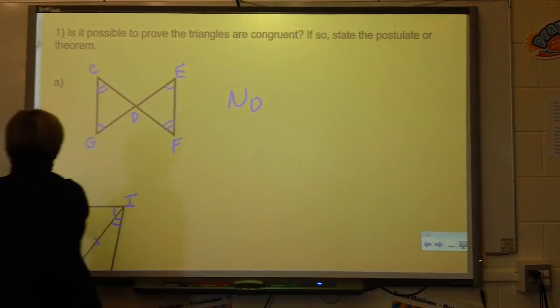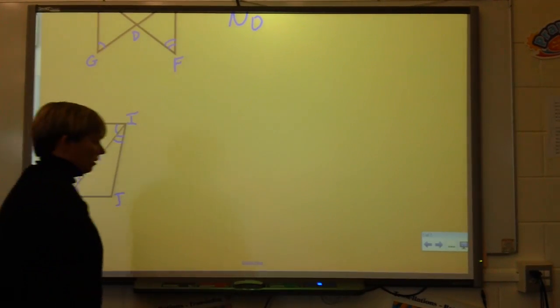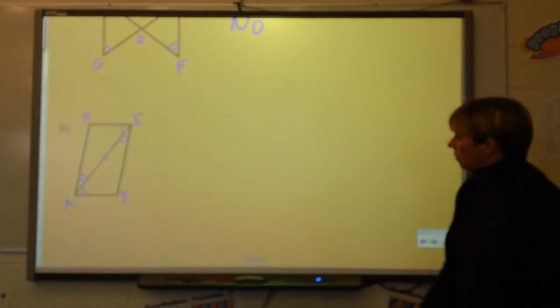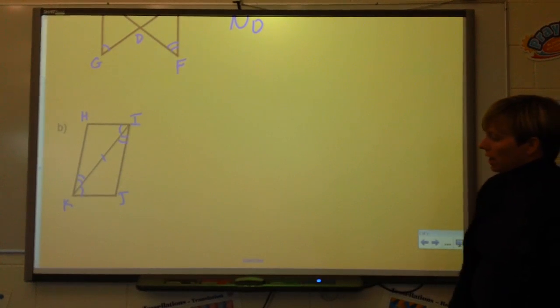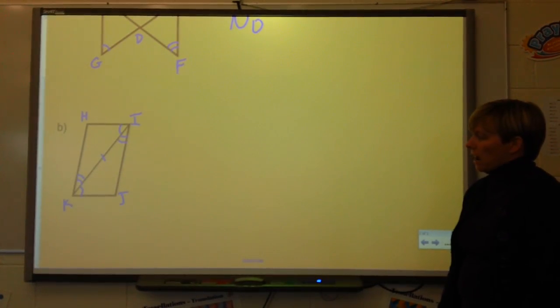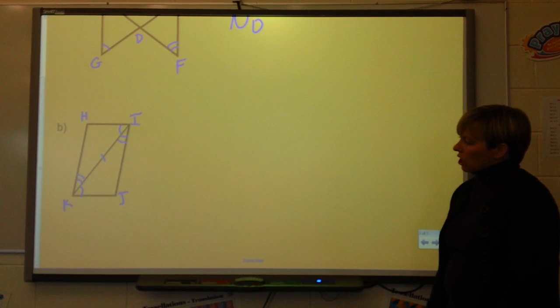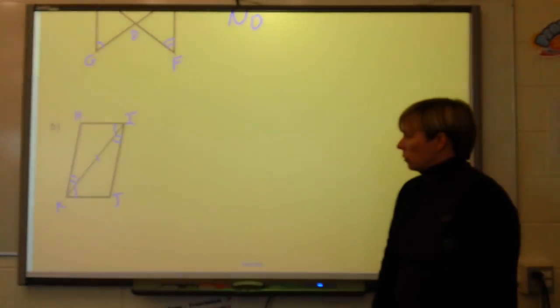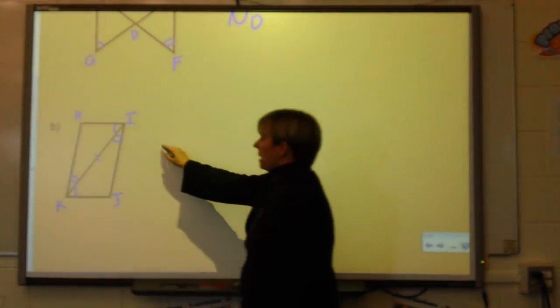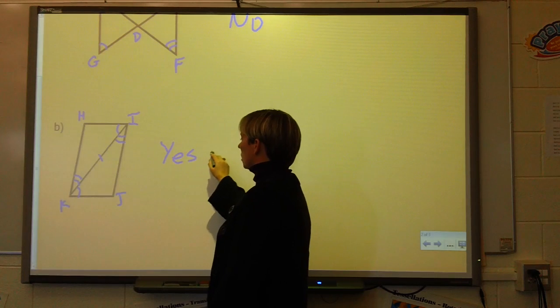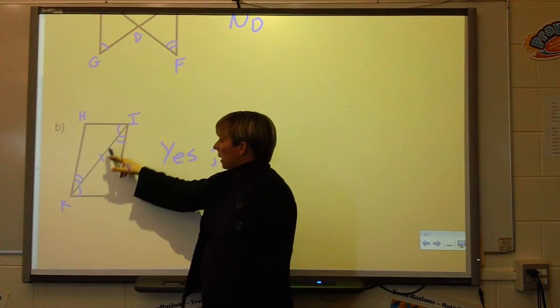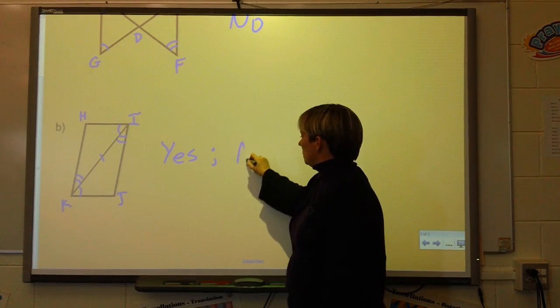The second one, we have angle HIK is congruent to angle JKI, and angle HKI is congruent to angle JIK, and then I have KI as a shared side between those two triangles, so I can say yes, I can prove these two triangles are congruent, and it would be by angle side angle.